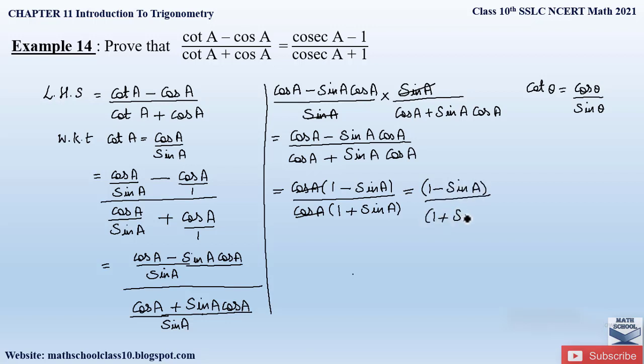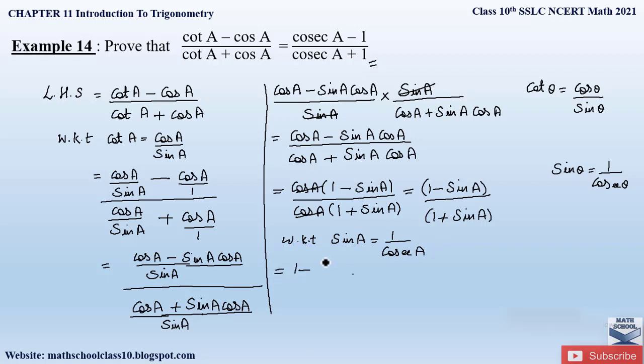But here if you observe in the right hand side, we should get the equation as cosecant A minus 1 divided by cosecant A plus 1. So how do we change this sine to cosecant? We also know another relationship where sin theta is equal to 1 by cosecant theta. So we will use this relationship to change this sine value to cosecant. We know that sine A is equal to 1 by cosecant A. So instead of sine we will write 1 by cosecant here.